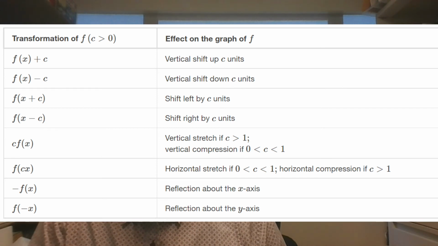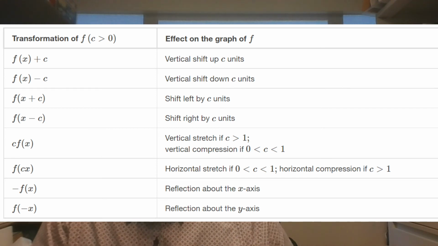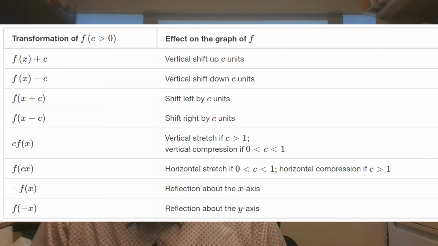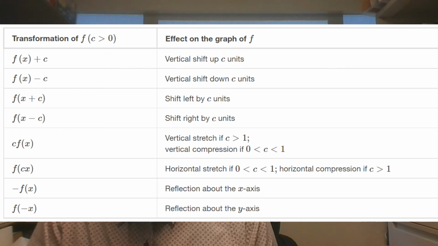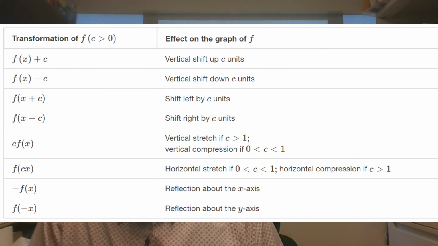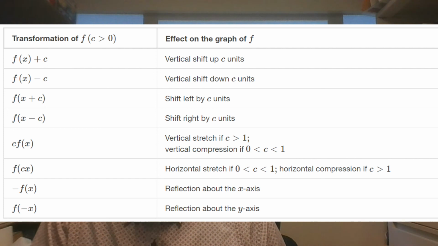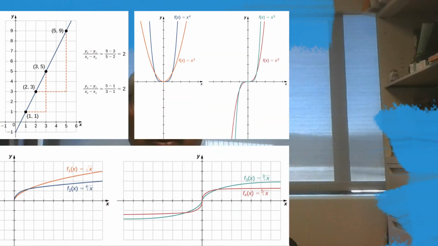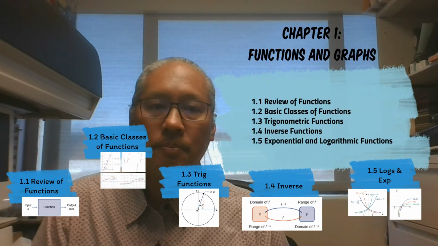Multiplying the function by a number will stretch it or compress it, depending on whether it's bigger than 1 or less than 1. Multiplying the variable itself by a number will stretch it or compress it horizontally. And putting a negative sign outside of the function will reflect it about the x-axis, and putting a negative sign on the variable would reflect it about the y-axis. So hopefully these transformations are familiar, you're comfortable with them, and we're just reviewing them.